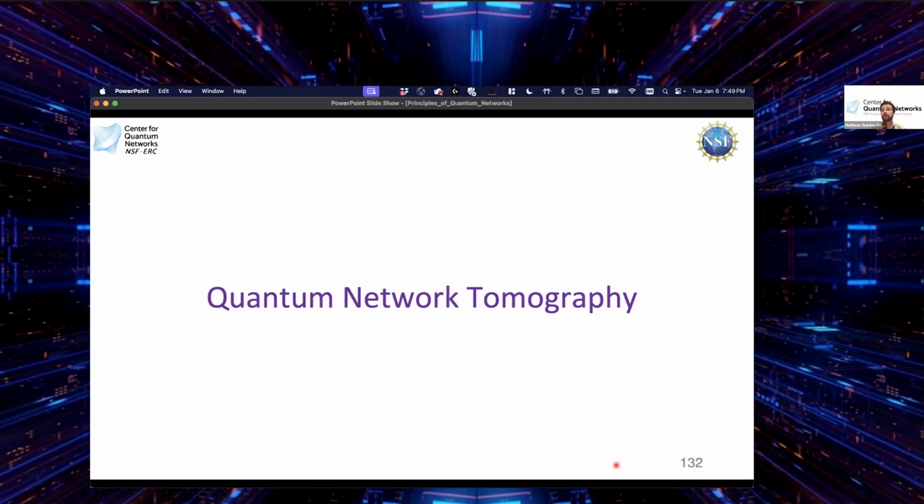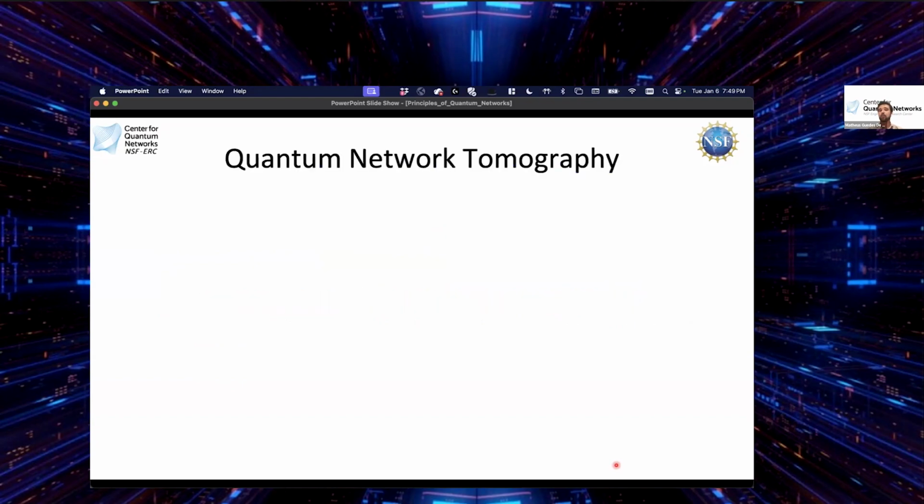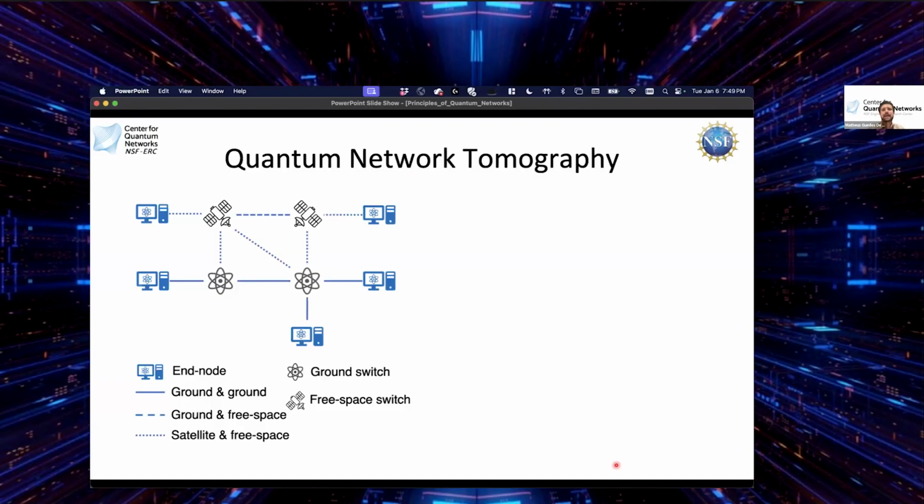Okay, so now we reached the last topic that we're going to talk about, that is quantum network tomography. And the idea here is that we have a quantum network that might be formed by very different nodes. So you might have end nodes interconnected by satellites implementing quantum communication over large distances, and ground stations where the network has connections that are essentially ground to ground connections, or ground to free space connections, and even free space to free space connections.